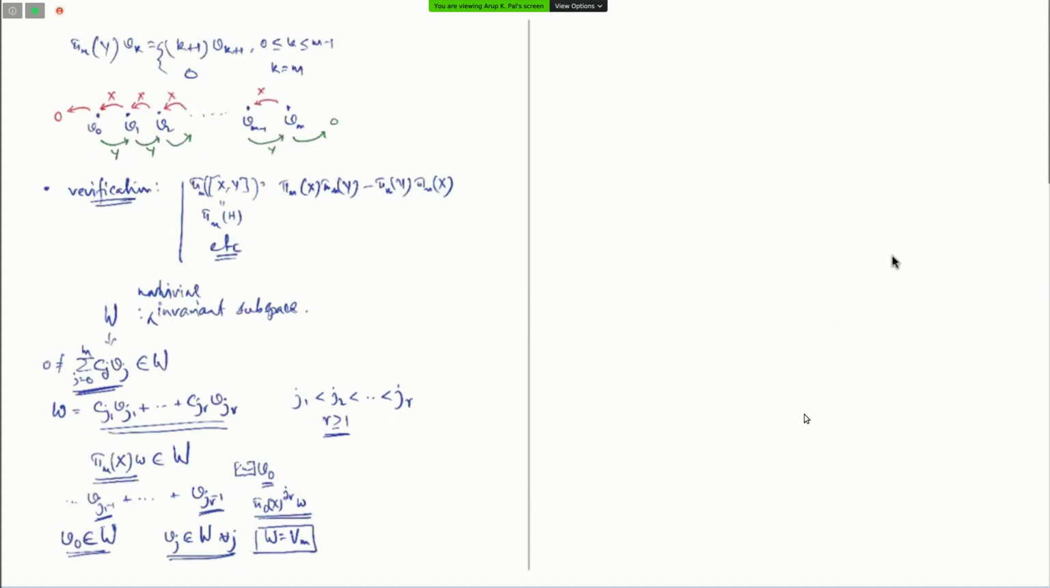So now what we have is, for each m in N, an irreducible representation of dimension m plus 1. So now next we'll try to go in the other direction. So we'll show that any finite dimensional irreducible representation of SL2C is of this form.